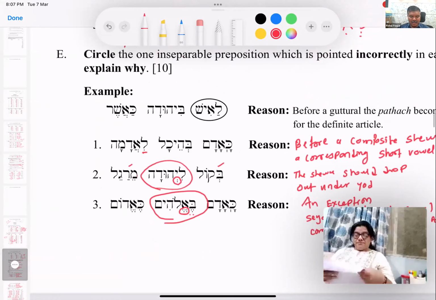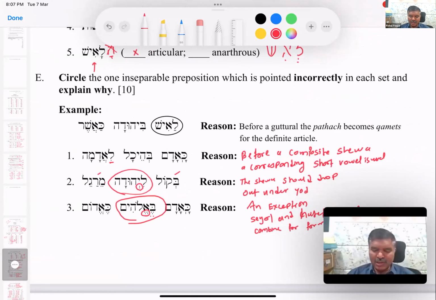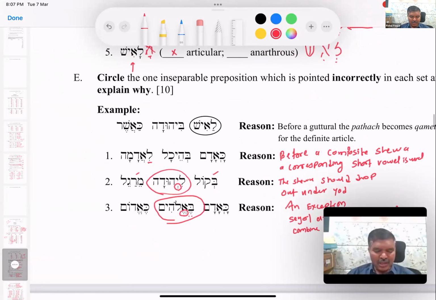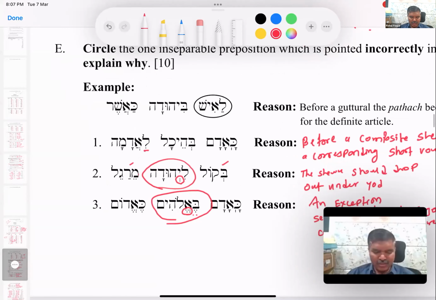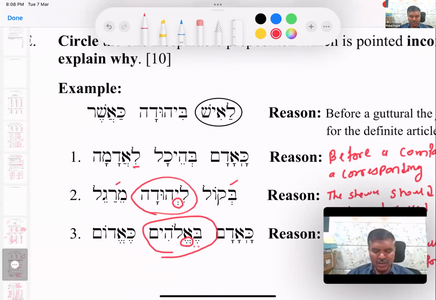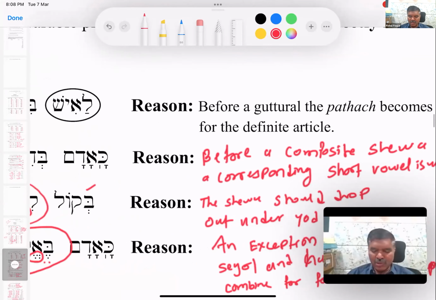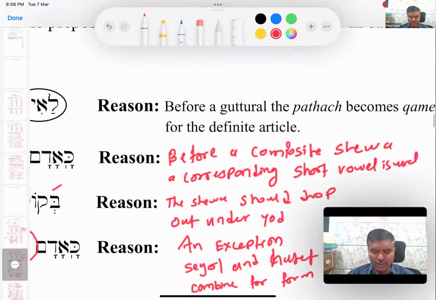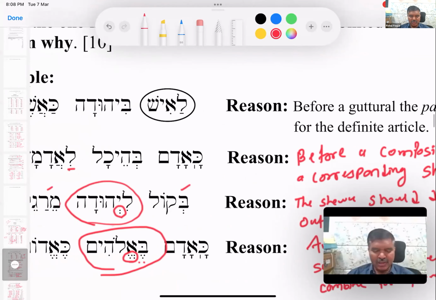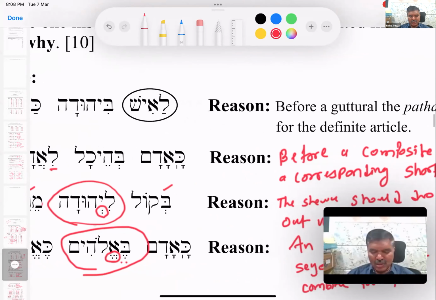Then, circle the one inseparable preposition which is pointed incorrectly in each set and explain why. For example, here they have given la'ish, behuda, bihuda and ka asher. So they have put the circle on la'ish. Why? Because before a guttural, the patach becomes kamets for a definite article. So it will become la'ish.